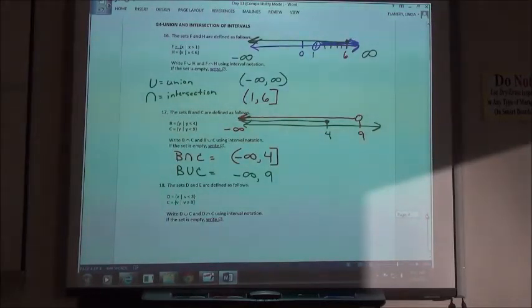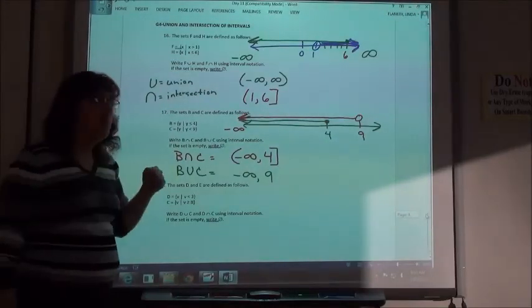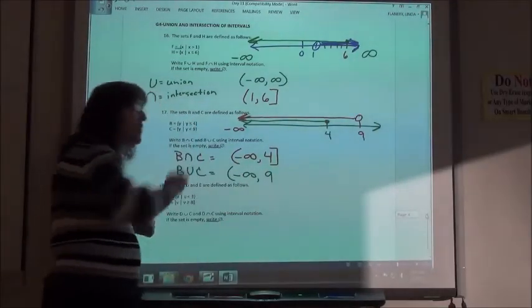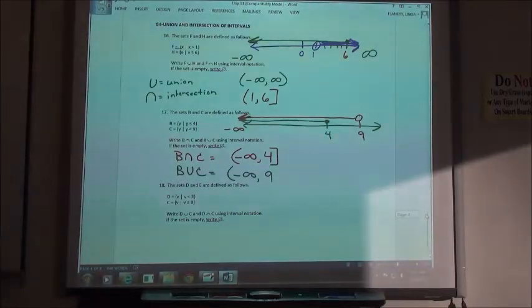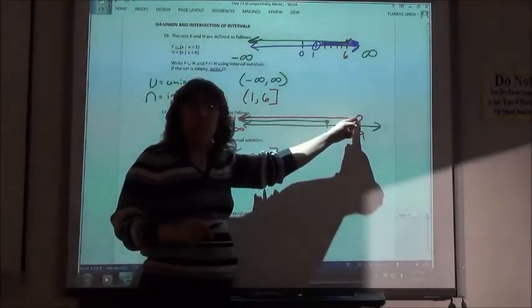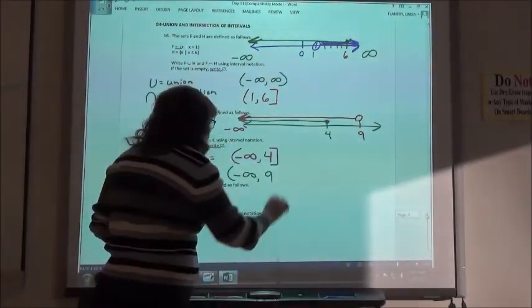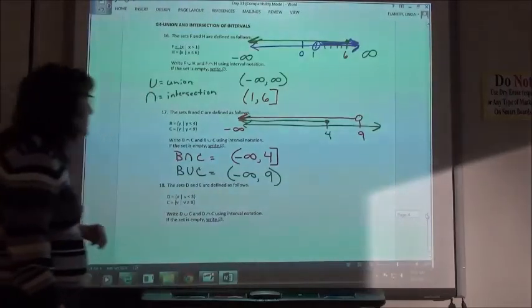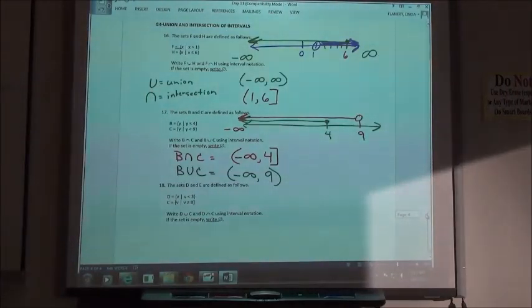Negative infinity is going to have what end mark? Parenthesis. Infinity always has a parenthesis because you can't be on it. The 9 is going to have what kind of end mark? A parenthesis because it has that open circle there. I didn't quite make it to the 9, right? So think about intersection. Where do the two things overlap each other? Union. Anything that got shaded on my number line.